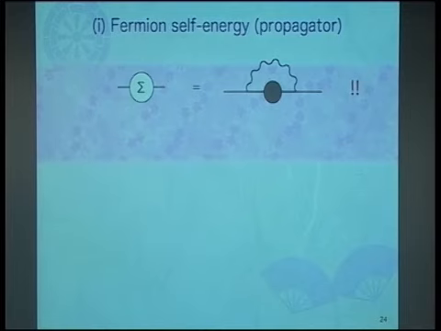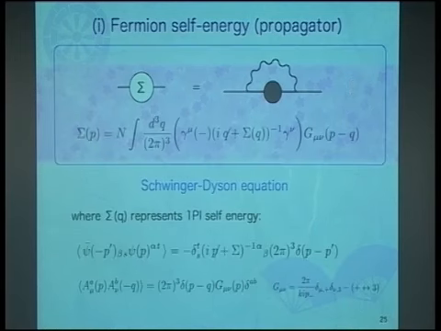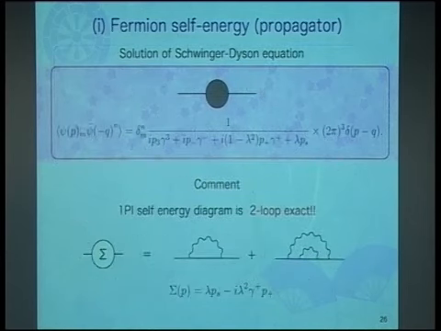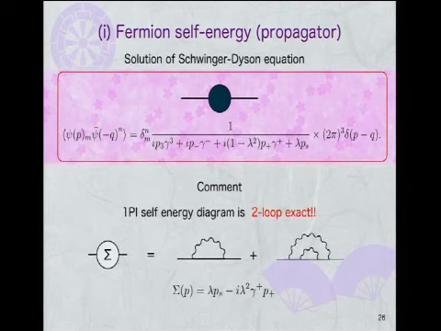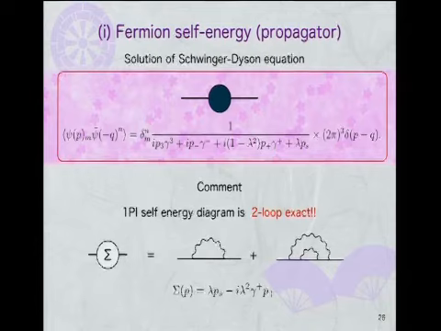And now this 1PI self-energy diagram is written by this. So in the equation, this diagram can be written like this, the so-called Schwinger-Dyson equation. And the situation is already simplified, so it is not difficult to solve this Schwinger-Dyson equation. The solution is the following, and you can find this 1PI self-energy diagram is 2-loop exact.